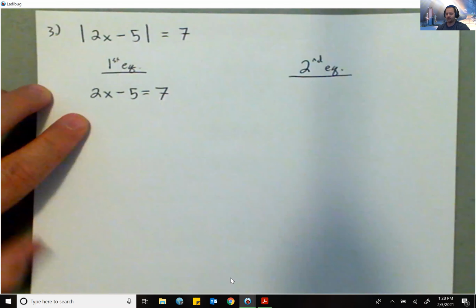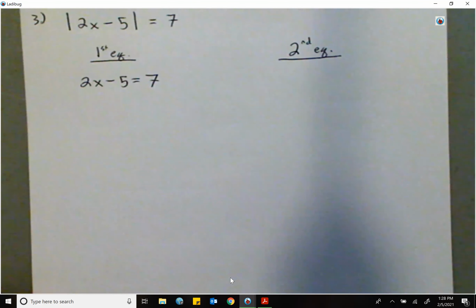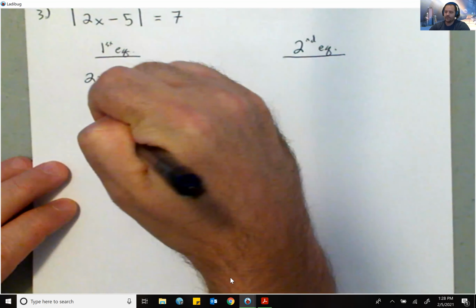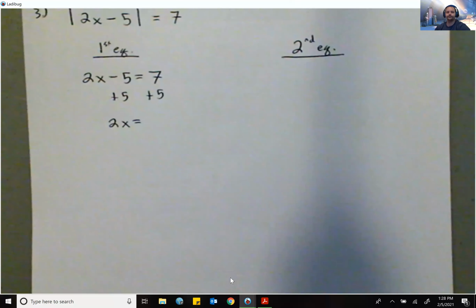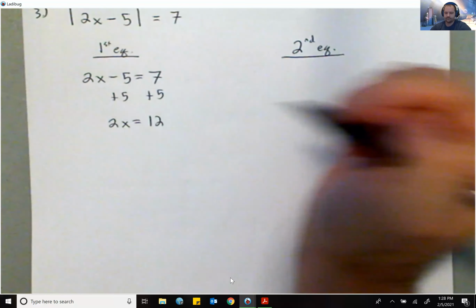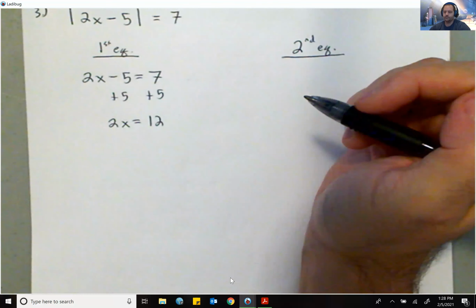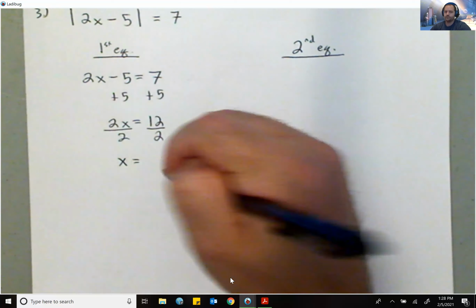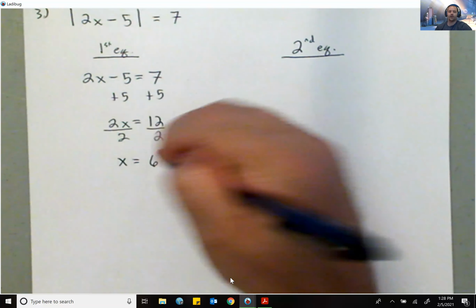So let's go ahead and do that. You add 5. 2x is equal to what? 12. And then what? Divide by 2. X is equal to? 6. There is one of our answers.